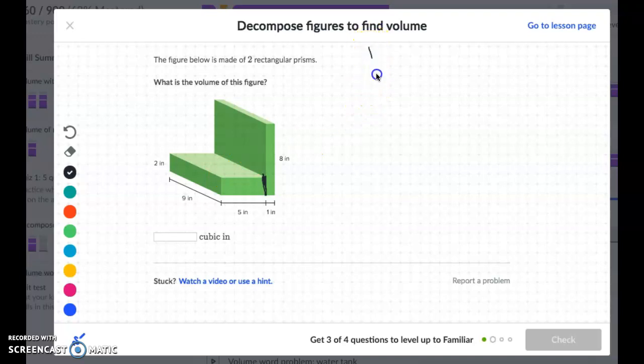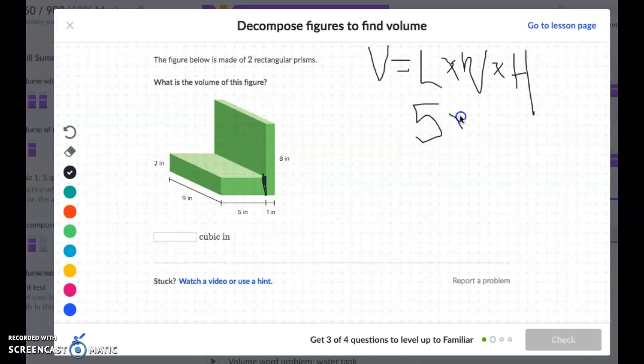Okay, so the first thing I know is that volume equals length times the width times the height. So I'm going to start with this flat one again. So my length is 5. My width, how far back does it go? Width is 9. And my height, it's 2. So 5 times 9 is 45, times 2 is 90. So the volume of this one down here is 90.